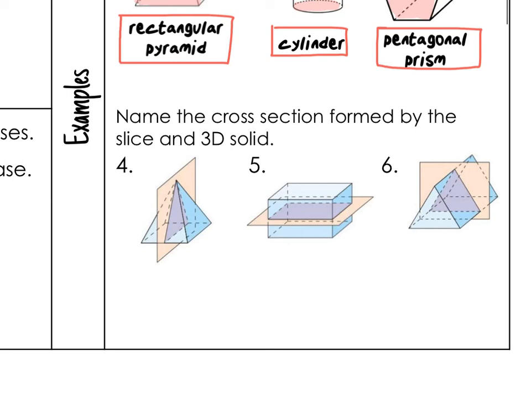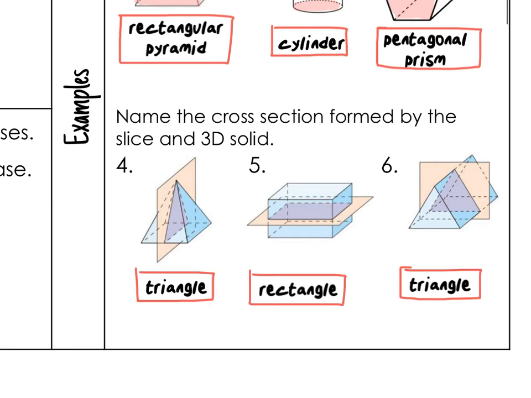Okay, ready for the answer? Here we go. Okay, the cross section for number 4 is a triangle. Number 5, it is a rectangle, and number 6 is a triangle.